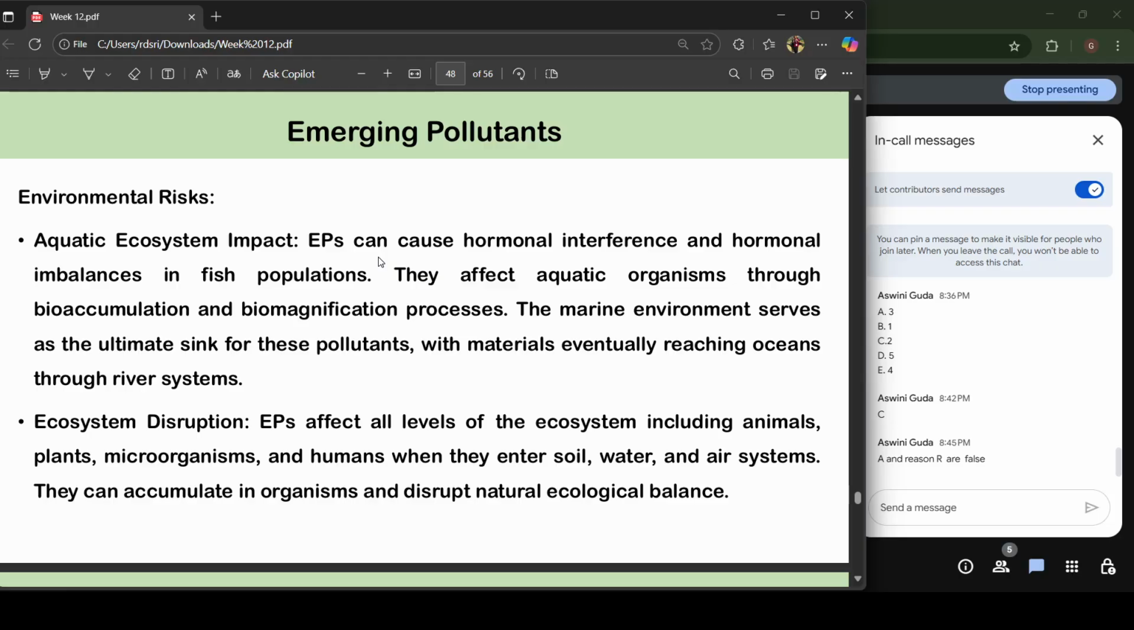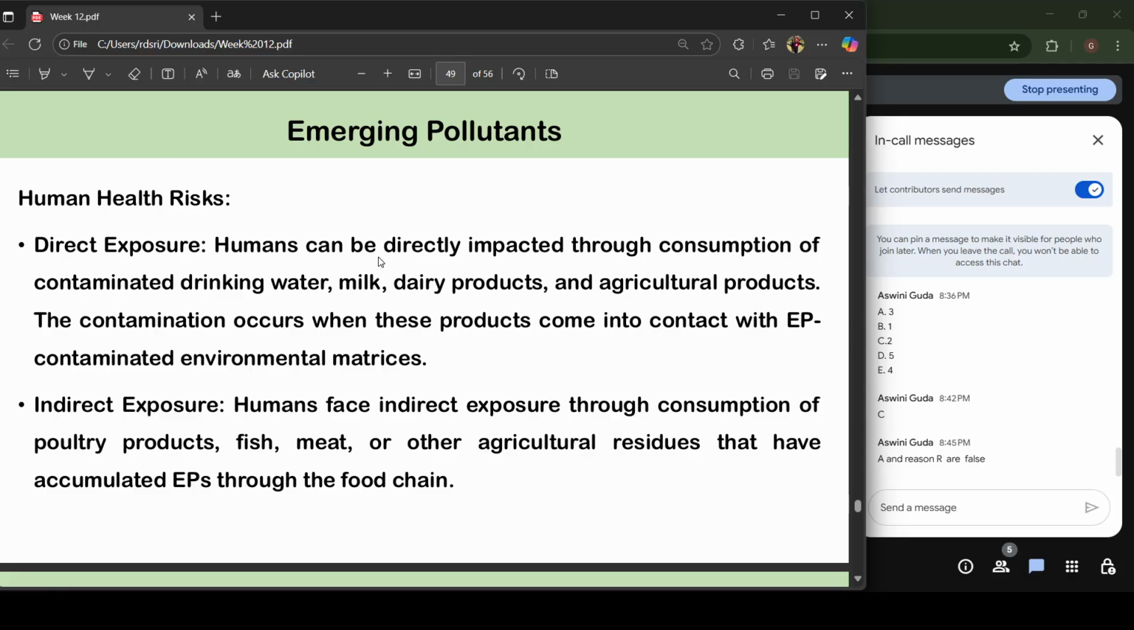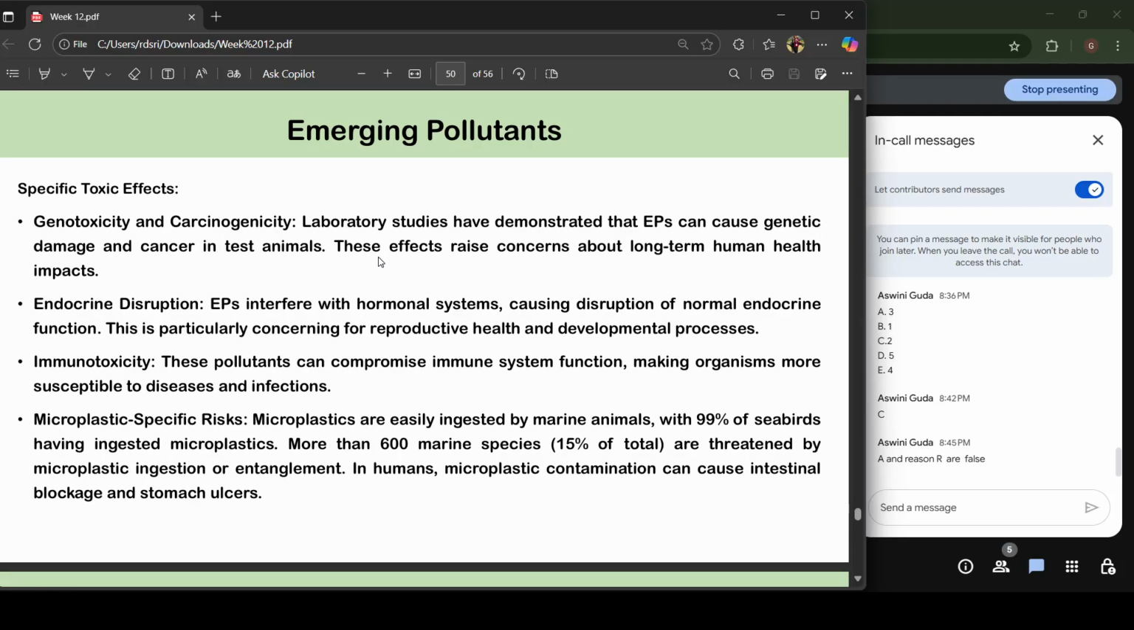So again, the health sector will also be tormented when we have these pollutants in the food chain. We have to find ways of getting rid of all these pollutants. The health risks can be by direct exposure or through indirect exposure. So it can directly impact the consumption of contaminated drinking water, milk, dairy products, and agricultural products. Indirect exposure will be through secondary sources like agricultural residues and all such stuff.